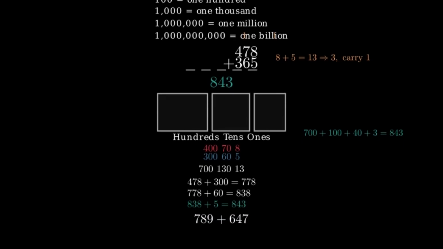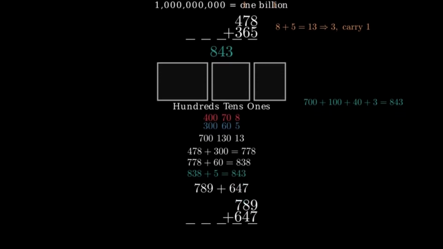Now let's do problem B, 789 plus 647. This example will create a carry into the thousands, so you will see why the place value table up to thousands is useful. Method 1, standard column addition.